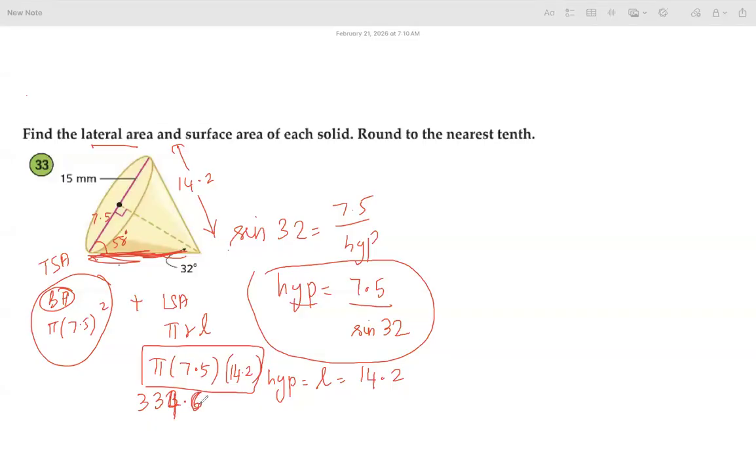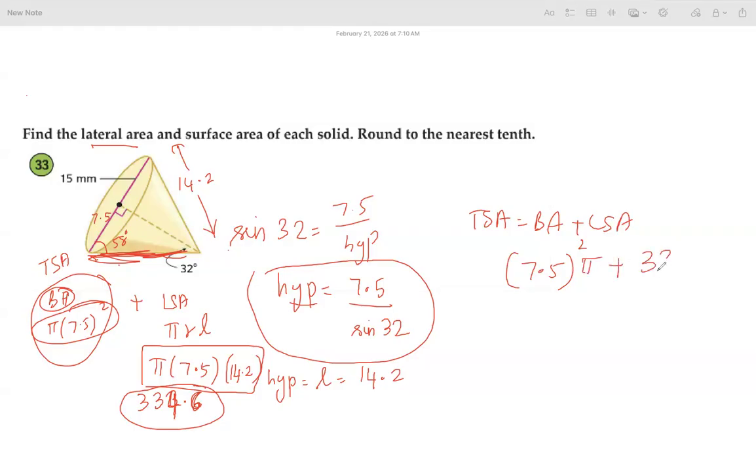Did you round too much? I rounded to the nearest tenth. Okay, that's fine, 334.6. Now the base area is this. So the total surface area is base area plus lateral surface area. Base area is 7.5 squared times pi, and the lateral surface area is 333 or 334. When you add them together, you should be getting something around 510 units squared. Shreya, Dia, did you get it? Yeah, I understand that. But your answer was totally off, right? Did you understand why? Yeah, I get why.